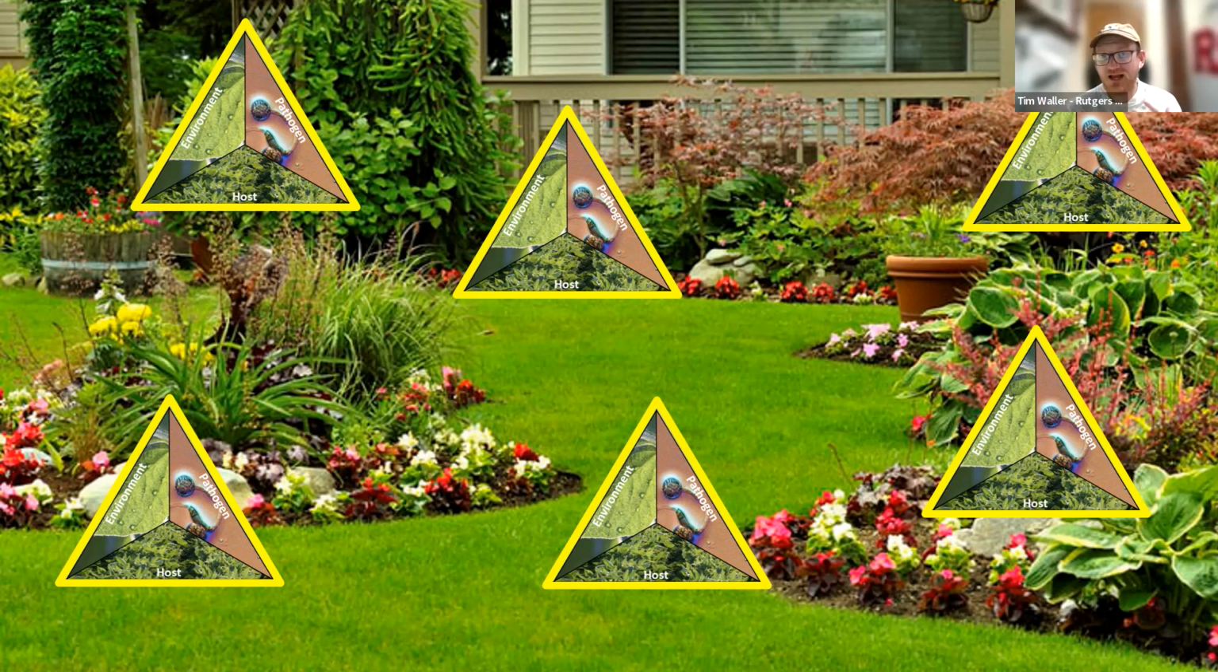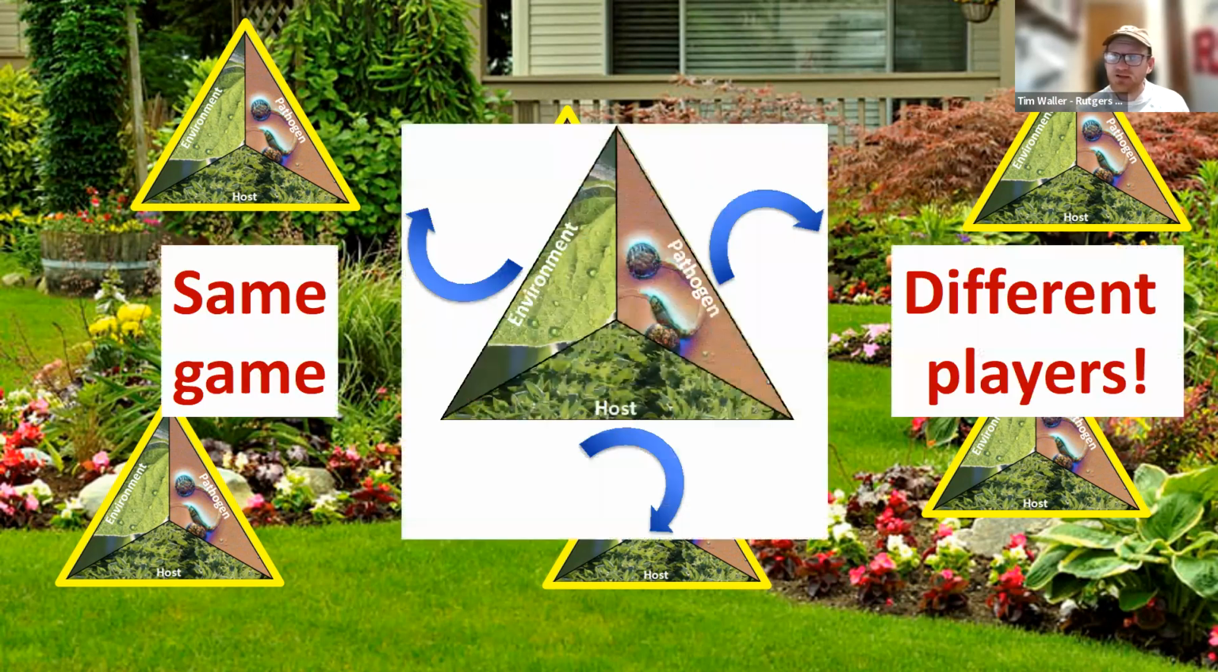to be able to have some form of actionable change against them. The other cool thing about this disease triangle idea is that it's the same game with different players. Whether you're in a turf system, a tree arboriculture system, or a woody perennial system, it's all the same game, just with slightly different nuances.